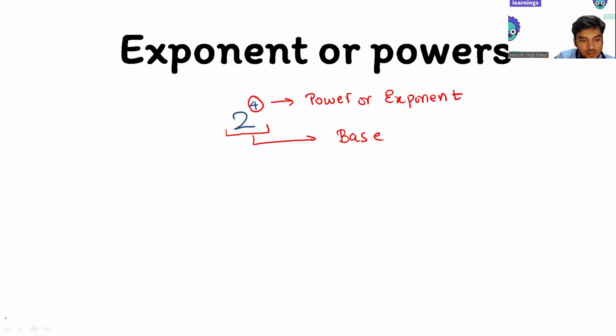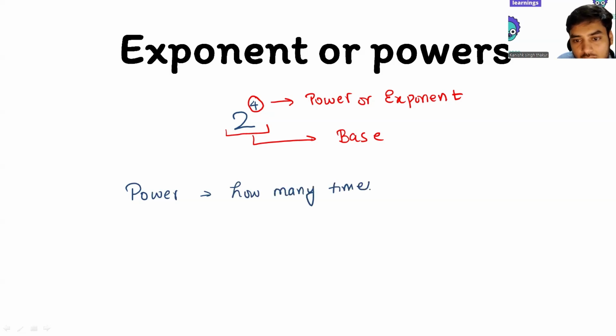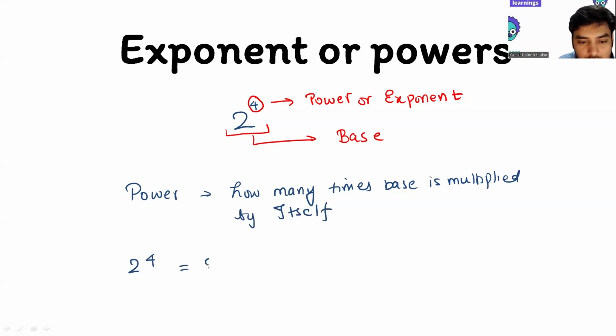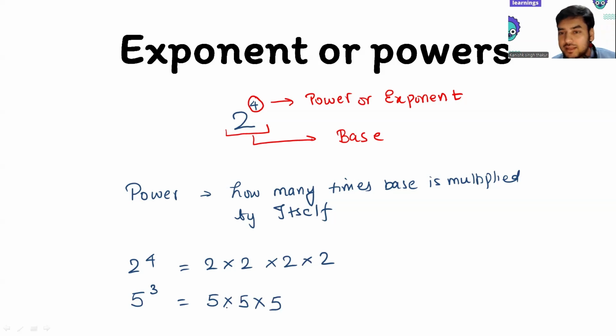Now, what does this mean? 2 to the power 4 means that 2 is multiplied by itself 4 times, right? So power is what? How many times the base is multiplied by itself. That's what power is. Okay. So suppose I have 2 to the power 4, that will mean 2 times 2 times 2 times 2, right? Suppose I have, say, 5 to the power 3, that will mean 5 times 5 times 5, right? 5 I have to multiply by itself 3 times.